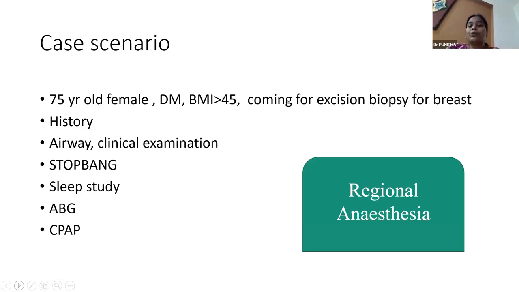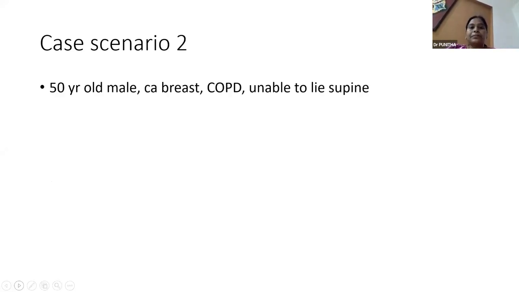The choice would be regional anesthesia. But before that, we have to counsel the patient. We have to do a scout scan if we are planning to give a plane block. Then depending on the findings, we either go ahead with that or we can plan a paravertebral block if that is difficult. Next slide.